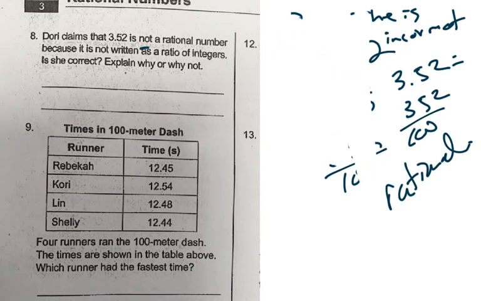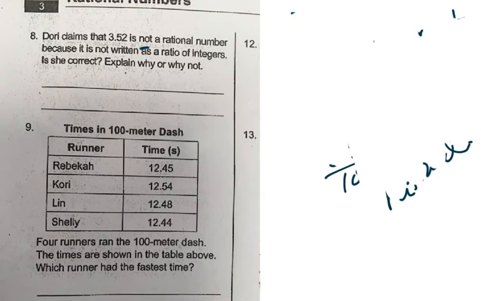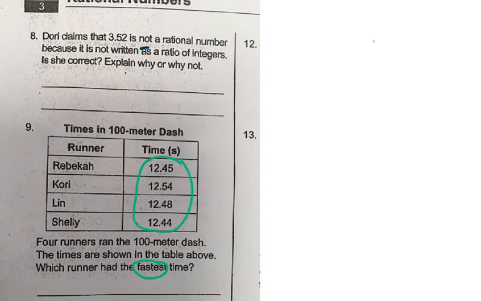Let's take a look at number 9. Number 9 says, 4 runners ran the 100-meter dash. The times are shown in the table above. Which runner had the fastest time? Well, when you think of this, you need to think about the fastest time. If I'm running in a race and I run it in 7 seconds and you run it in 10 seconds, I finish first because 7 seconds comes before 10 seconds. That means I'm faster. So here we're looking for the lowest number, okay, for the fastest time.